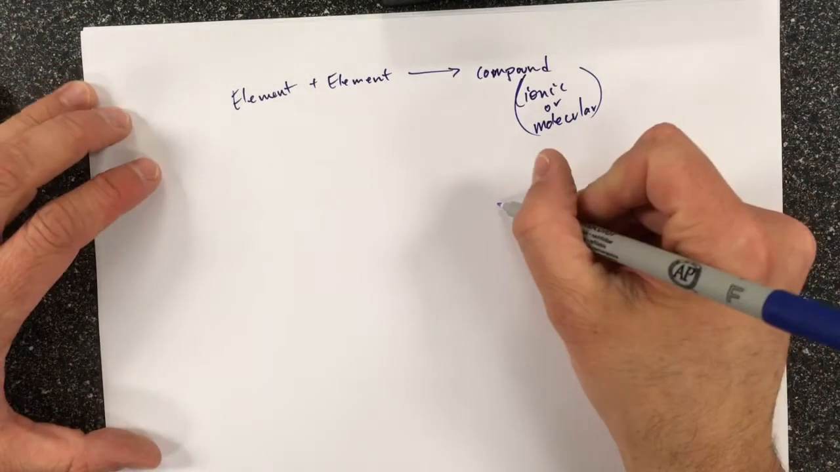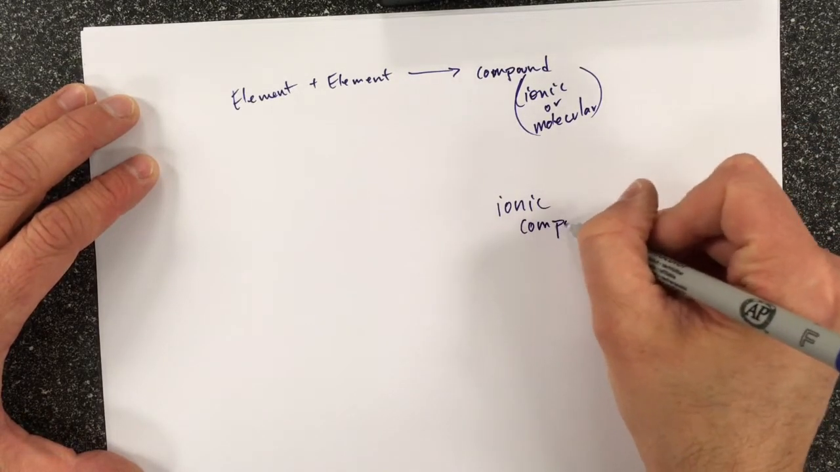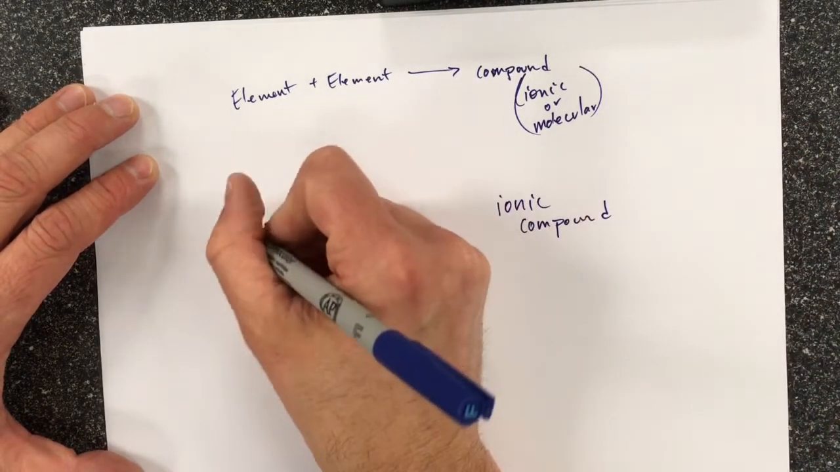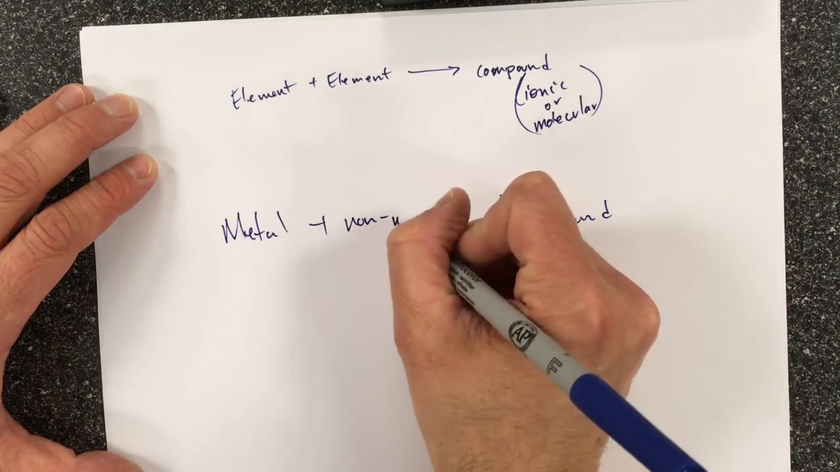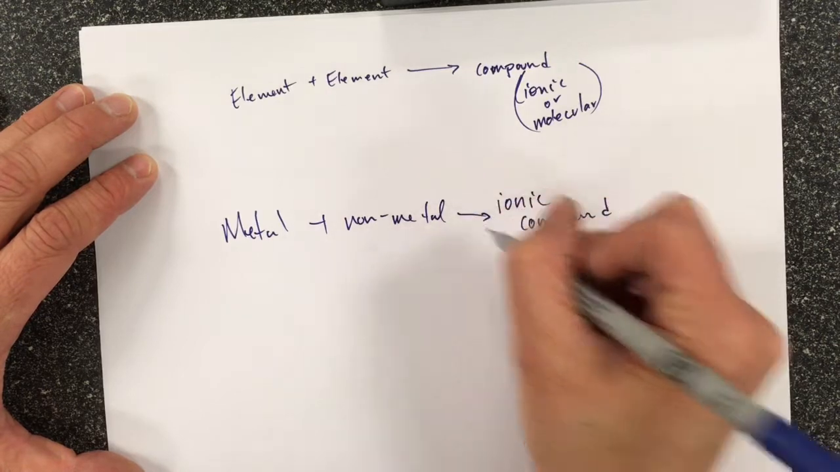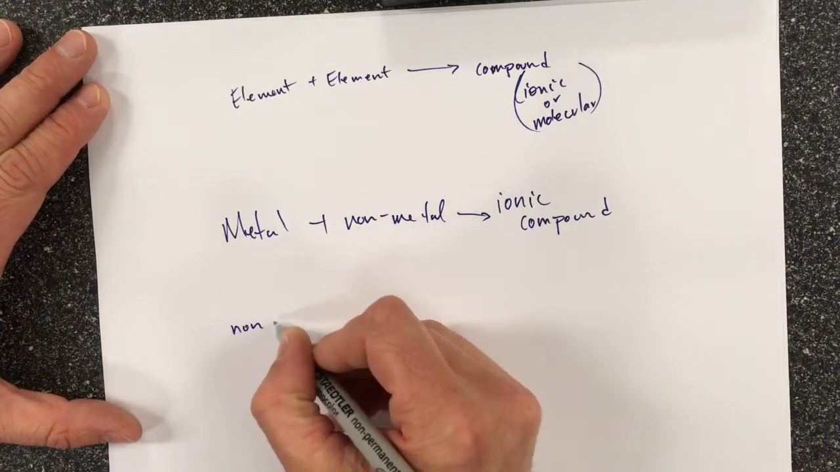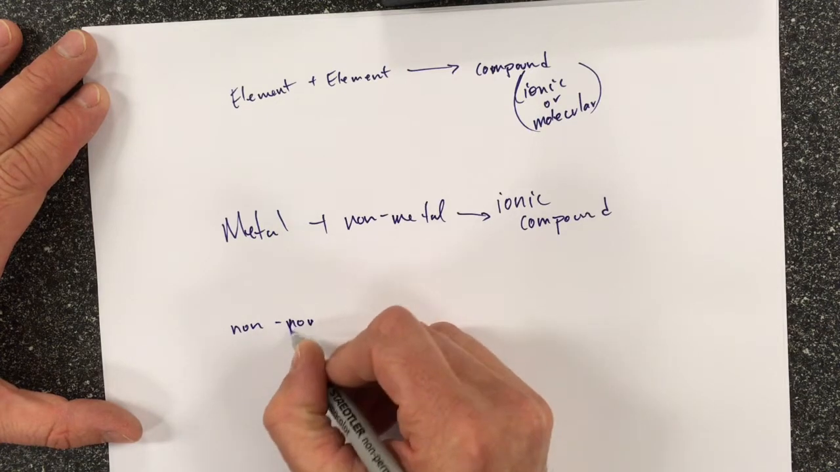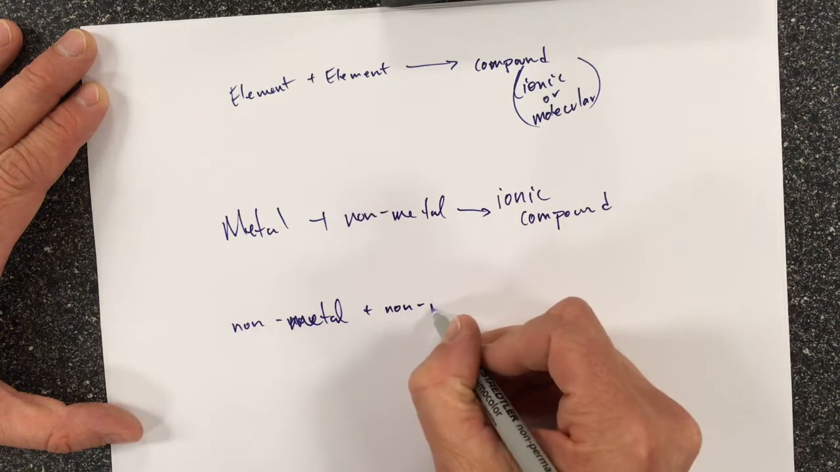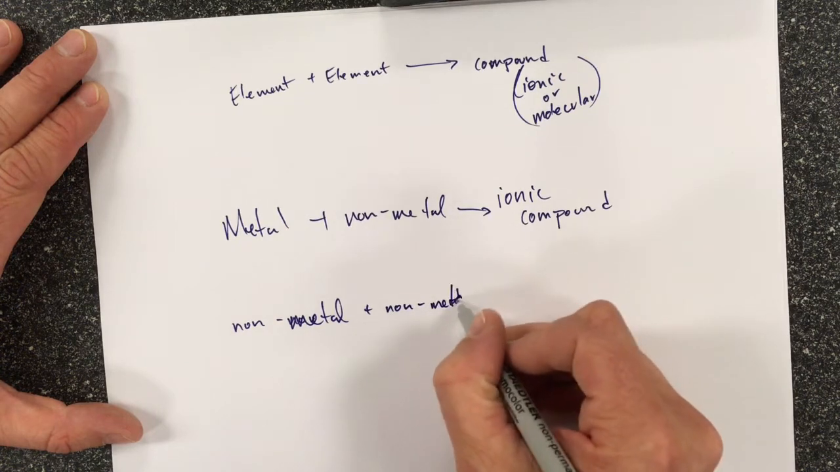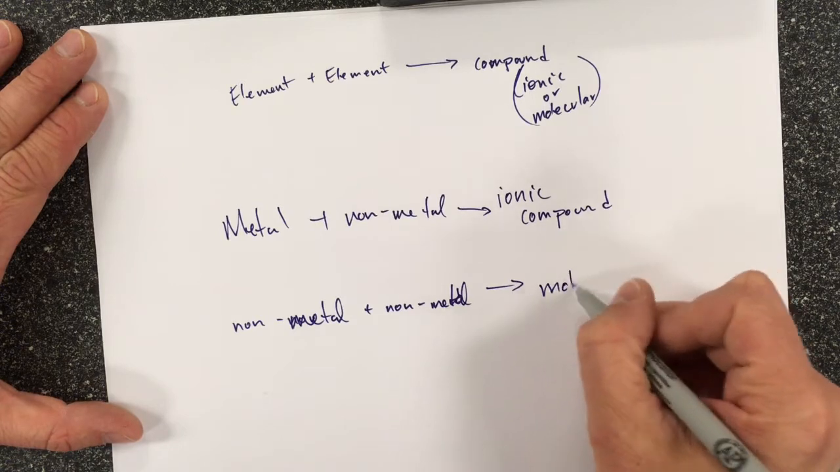If it was going to make an ionic compound, it's going to be a metal plus a nonmetal to form that ionic compound. If it was going to be a nonmetal and another nonmetal, then it'll form covalent bonds to make a molecular compound.